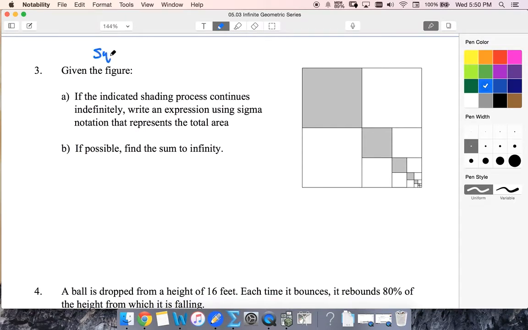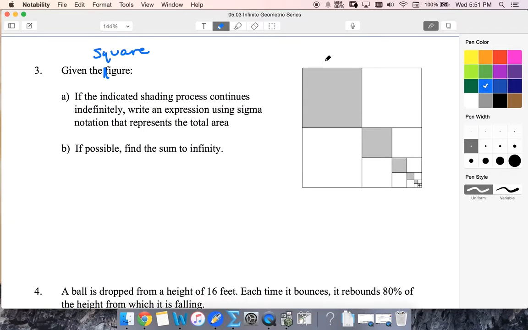So given the square figure, if the indicated shading process continues indefinitely, write an expression using sigma notation that represents total area. So if it continues indefinitely, we're saying that the sum of all these things would reach a finite area, even though we're continually going smaller and smaller. So mathematics tells us we can always keep going, we can always find a new box, but we're fixed inside this area.